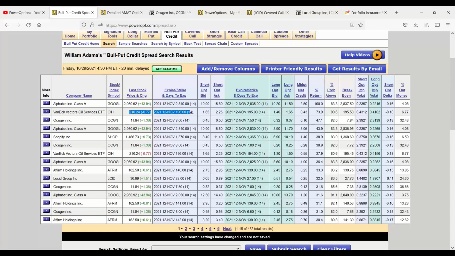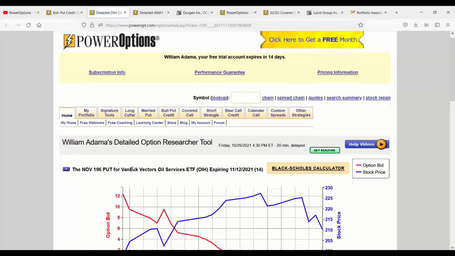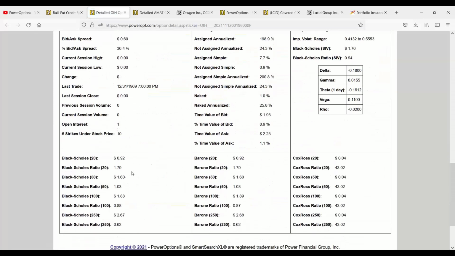What is VanEck 196 Black-Scholes ratio? I got a bid of 165 on the 196 and the 225. Let's check that there. So this is something that you can do on your own, David. I'm just going to spend another second on this. You can do it. Look at the ones that don't match. Go to the research tool.